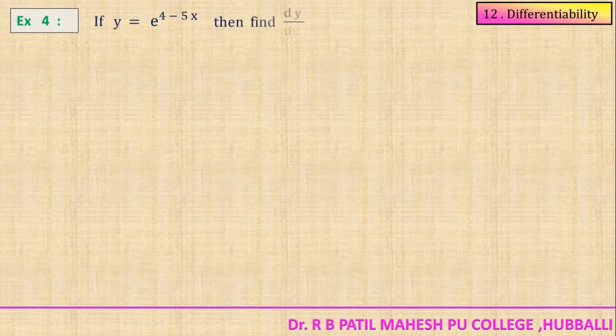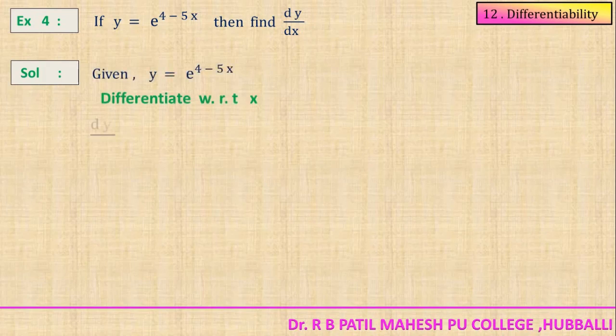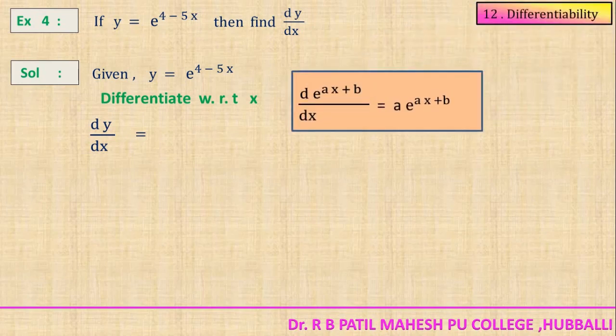If y is equal to e to the power (4 minus 5x), then find dy by dx. So write the given function and differentiate with respect to x. Now recall that d by dx of e raised to (ax plus b) is written as a into e raised to (ax plus b). What is a? The x coefficient. What is the x coefficient here? Minus 5. So minus 5 into the same function. So this is the derivative answer. I hope you understood, students.